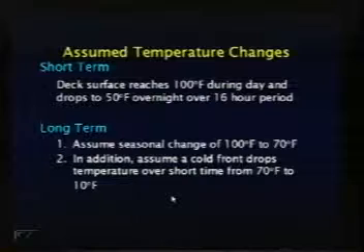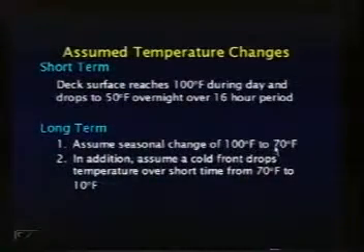We looked at 2 different scenarios for time. We looked at a very short-term effect where the deck surface would reach about 100 degrees Fahrenheit during the day and drop to 50 degrees overnight during a 16-hour period. Then we looked at another scenario, a long-term seasonal change, where it would drop from maybe an average of 100 degrees, maybe this is in Texas, down to 70 degrees.